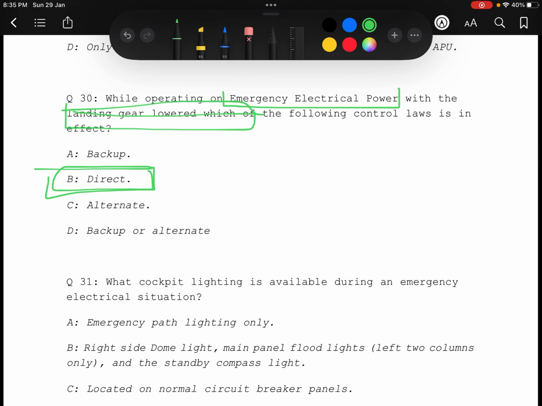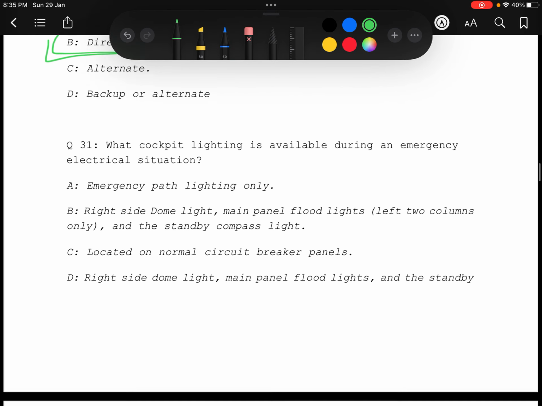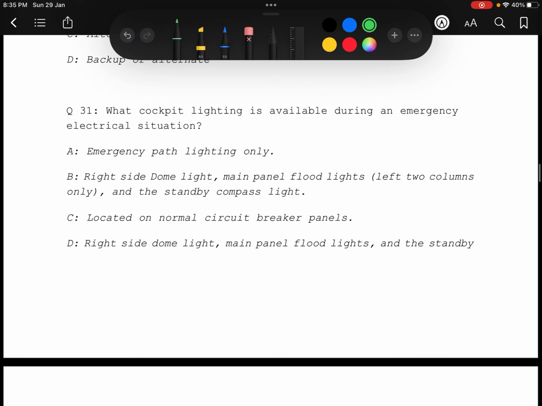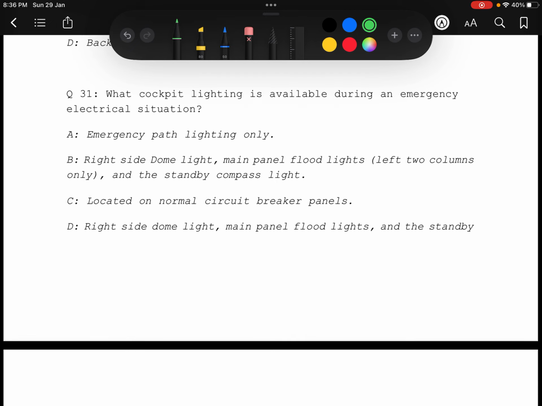You can go to the EMER ELEC configuration and then you will find it easily. If you are facing difficulties, then you can refer to the FCOM first and watch my FCOM explanation, and then you can come back and watch this video. What cockpit lighting is available during the emergency electrical situation? So as I told you, it is the right side dome light and main panel floodlights, left two columns only, and standby compass lights, right? So Bravo is the correct answer.